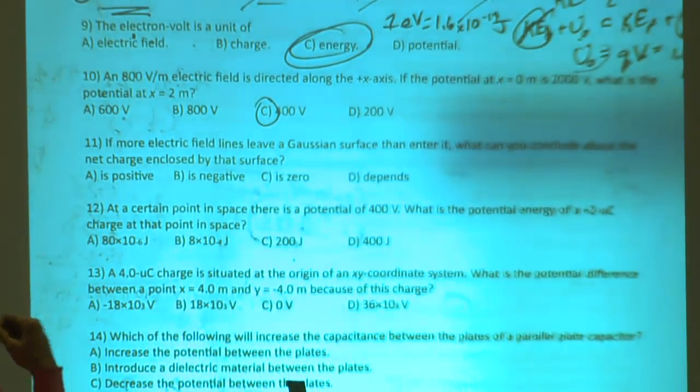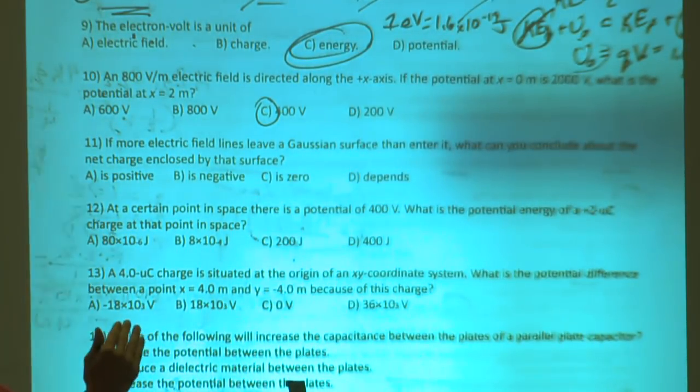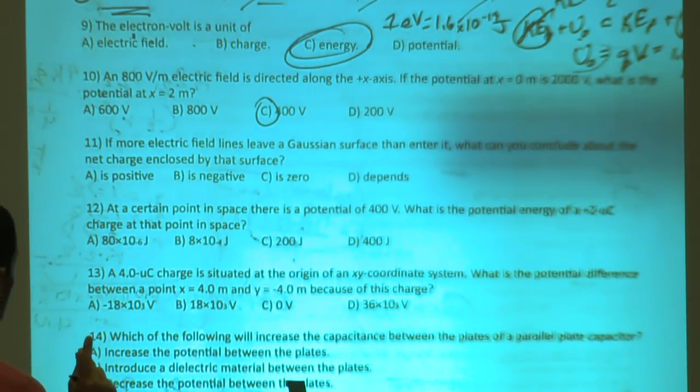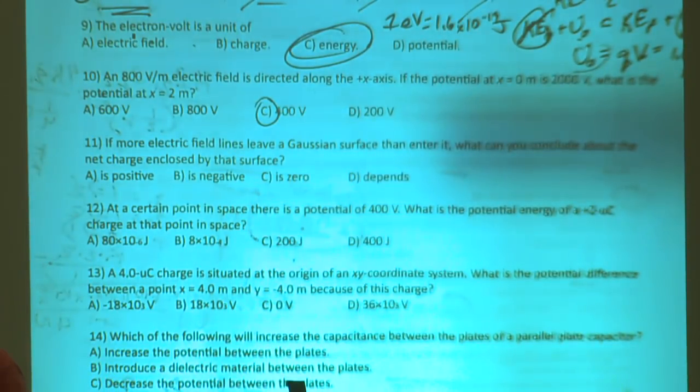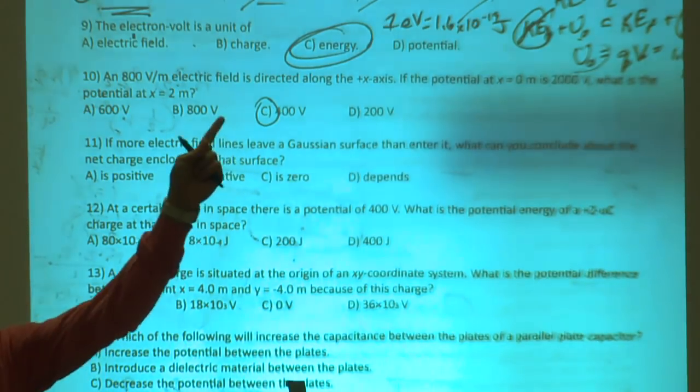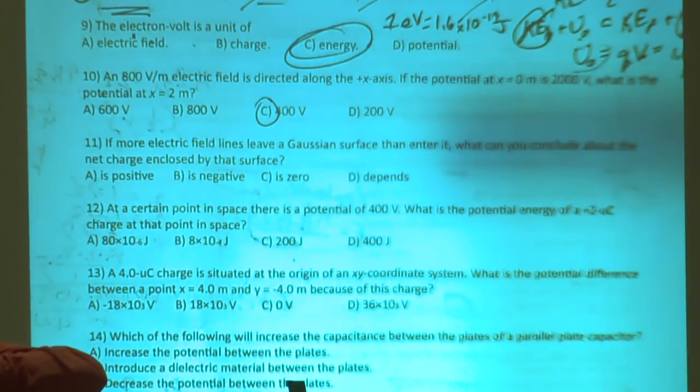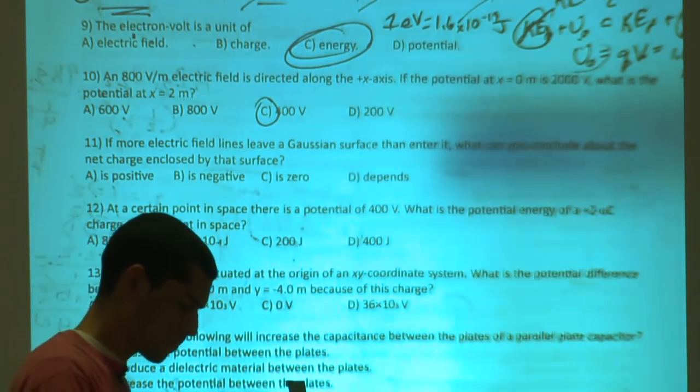If more electric field lines leave a Gaussian surface than enter it, what can you conclude about the net charge enclosed by that surface? Positive. If we have more electric field coming out than electric field coming in, it's going to be positive. The net charge will be positive.